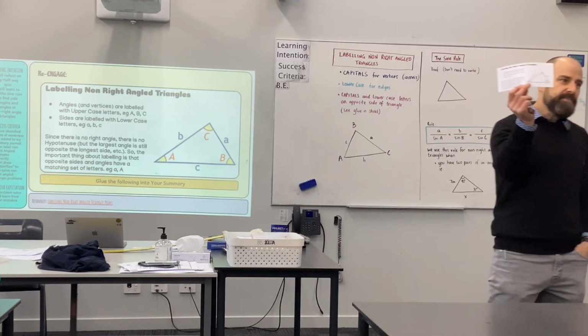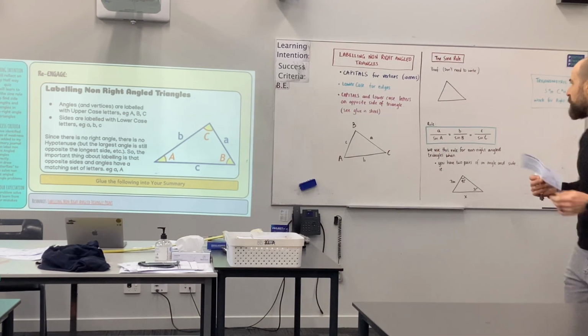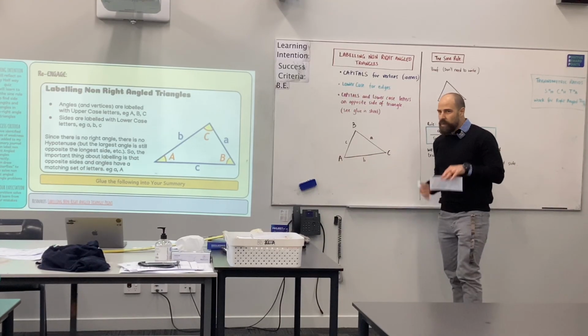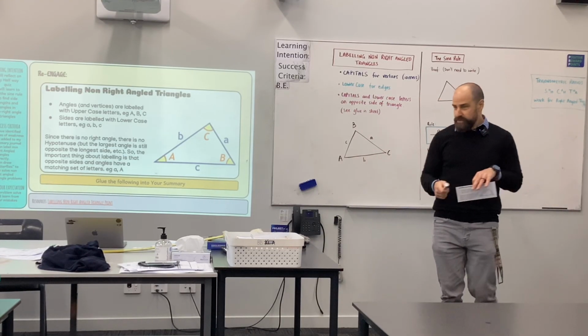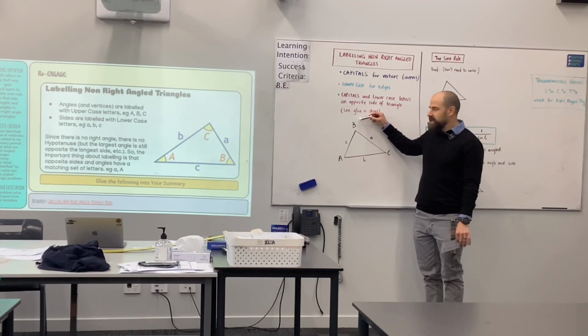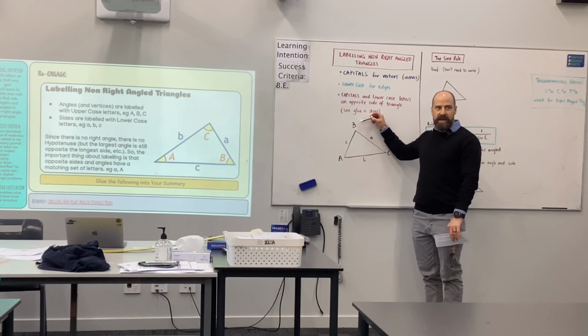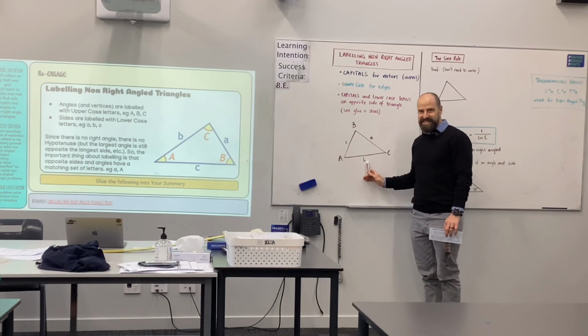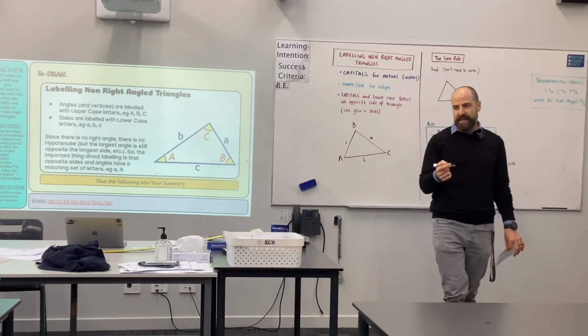You've got this slip to glue into your summary journal rather than copying out what I've got here. But the short version is when we label a non-right angle triangle, I'm going to use capital letters and lowercase letters. The capital letters are always for the vertices. So vertices are the angles. And the lowercase letters are always for the side lengths.